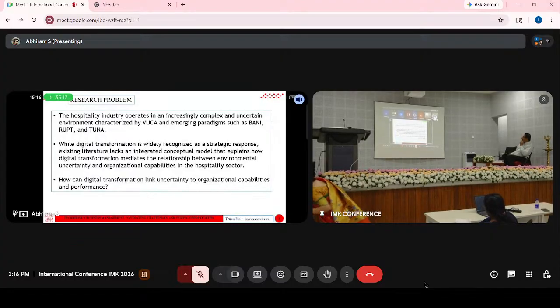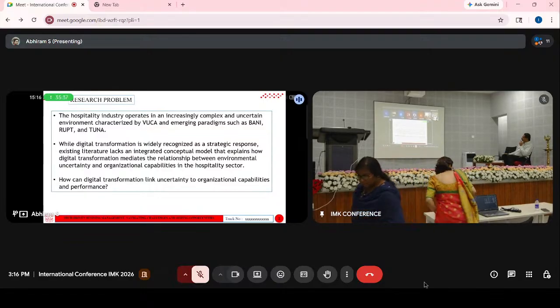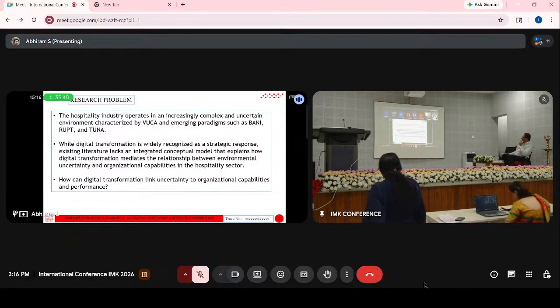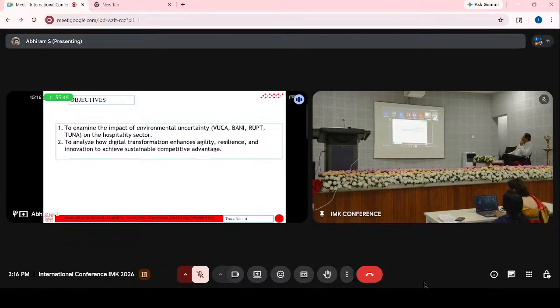The hospitality industry operates in an increasingly complex and uncertain environment characterized by VUCA and emerging paradigms like BANI and TUNA. While digital transformation is widely recognized as a strategic response, existing literature lacks an integrated conceptual model that explains how digital transformation mediates the relationship between environmental uncertainty and organizational capabilities in the hospitality sector. So how can digital transformation link uncertainty to organizational capabilities and performance? Objectives: to examine the impact of environmental uncertainty, VUCA, BANI, and TUNA on the hospitality sector. Second, to analyze how digital transformation enhances agility, resilience, and innovation to achieve sustainable competitive advantage.